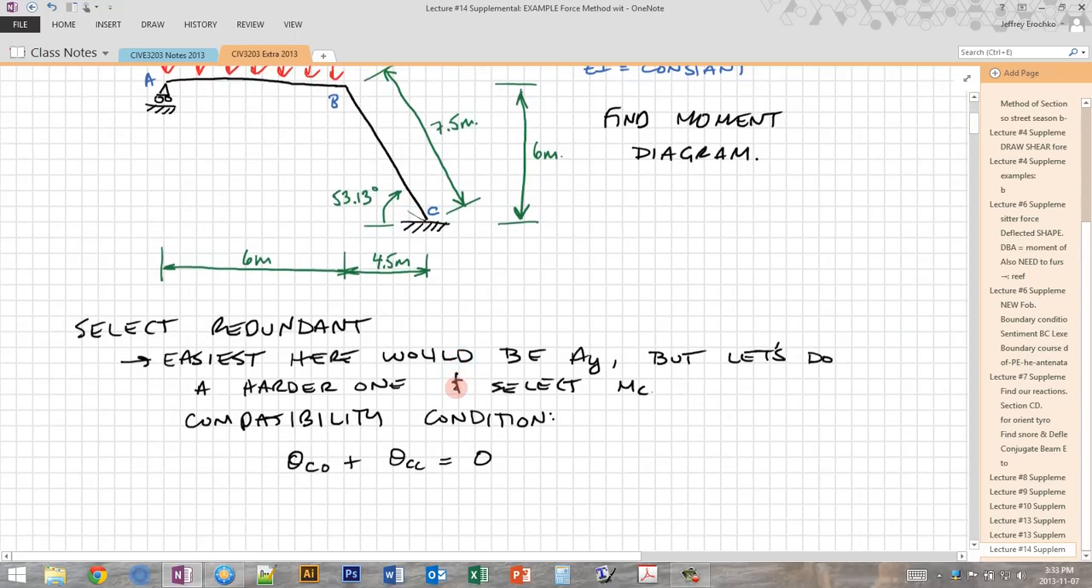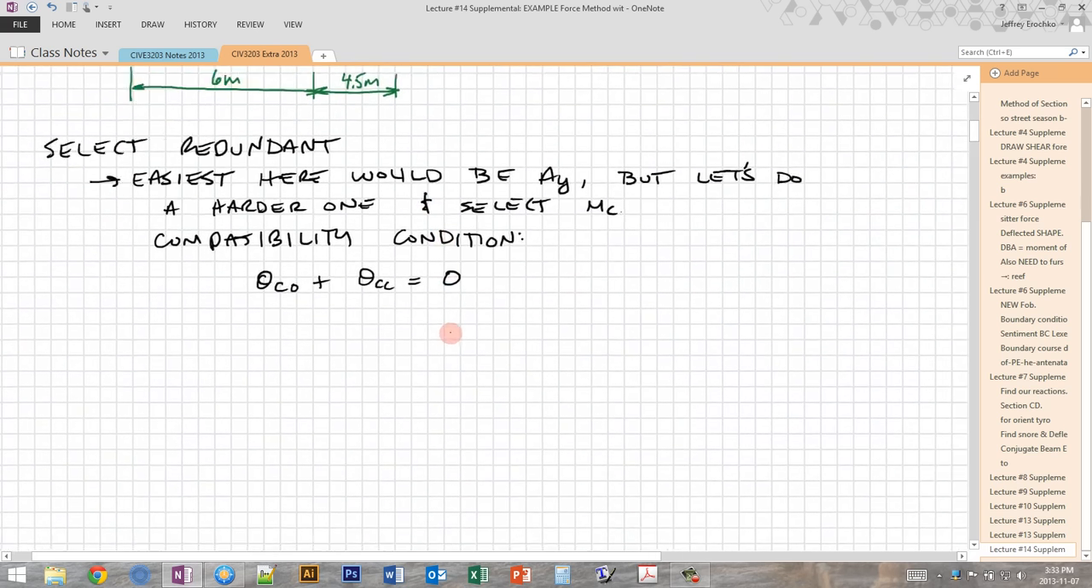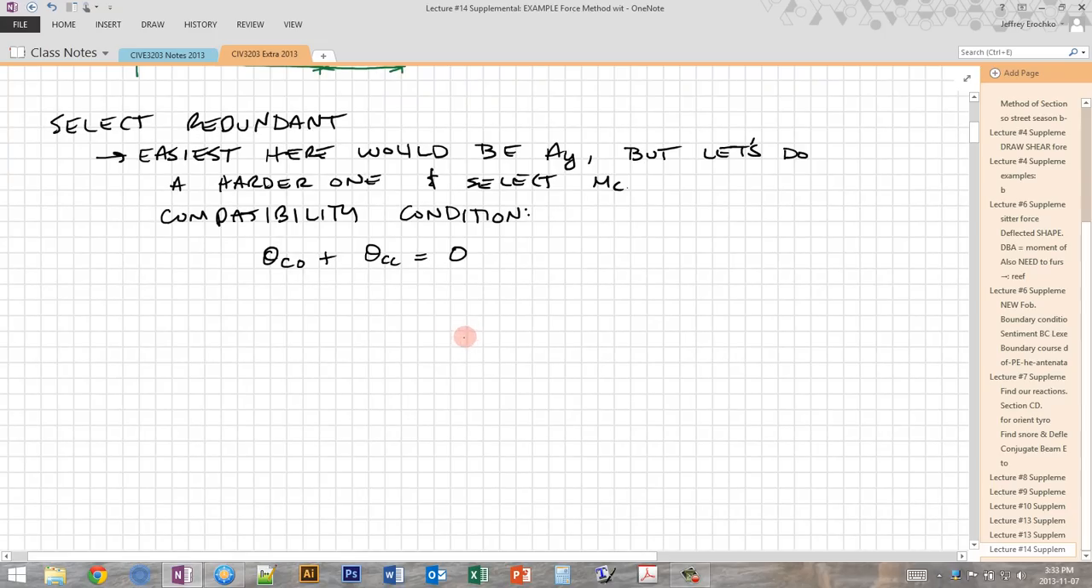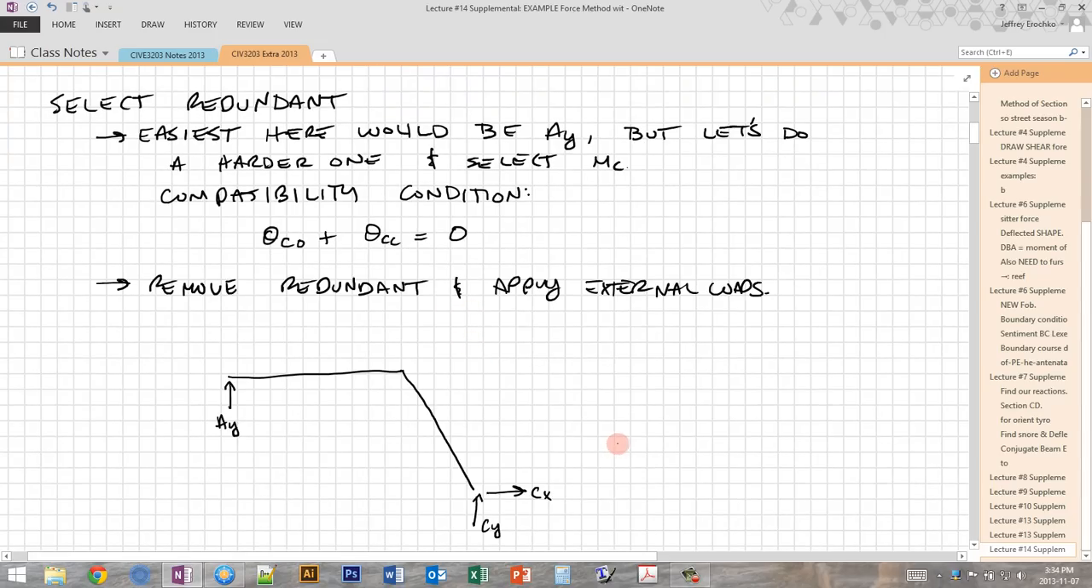So let's draw our primary structure, which is the structure with the redundant reaction removed. So this is now our structure without the redundant. You see we're left with 3 reactions, AY, CY, and CX. So MC as a reaction is gone. This is our primary structure, which is a determinate structure where we can solve everything, including all the rotations and displacements and the internal forces, using nothing but equilibrium.